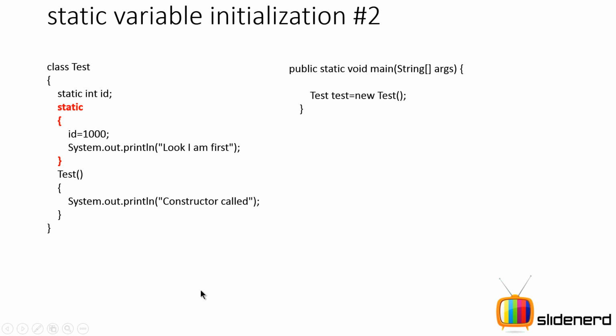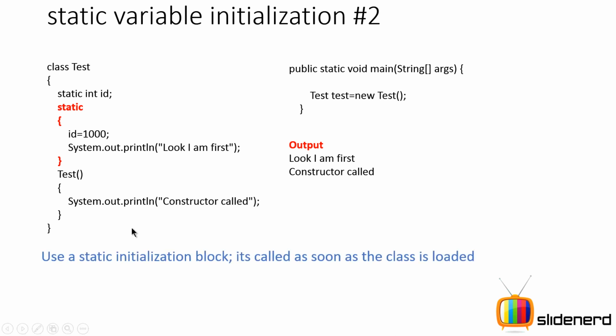And right now if I go to my main method and I create the object by saying test equals new test, here if you take a look at the output, take a look, I am first. In other words, the contents of the static block execute even before any object is created. In other words, this runs first and then the constructor runs saying constructor called. Again, I'll be demonstrating this in NetBeans in our next video when we take a look at sample code.